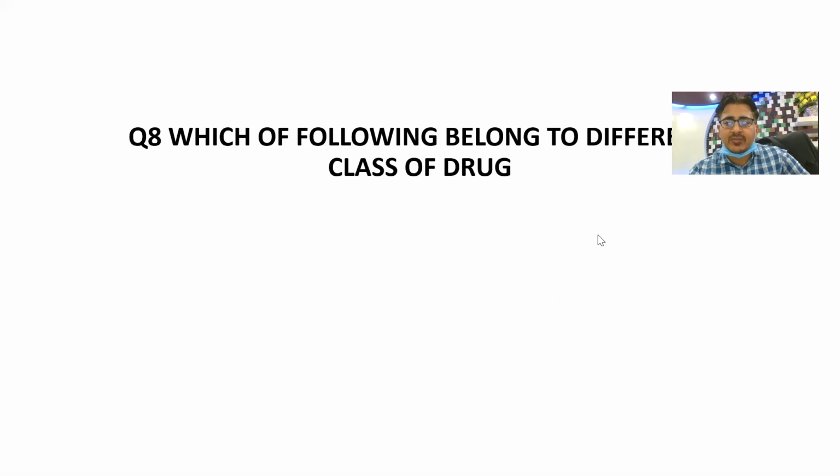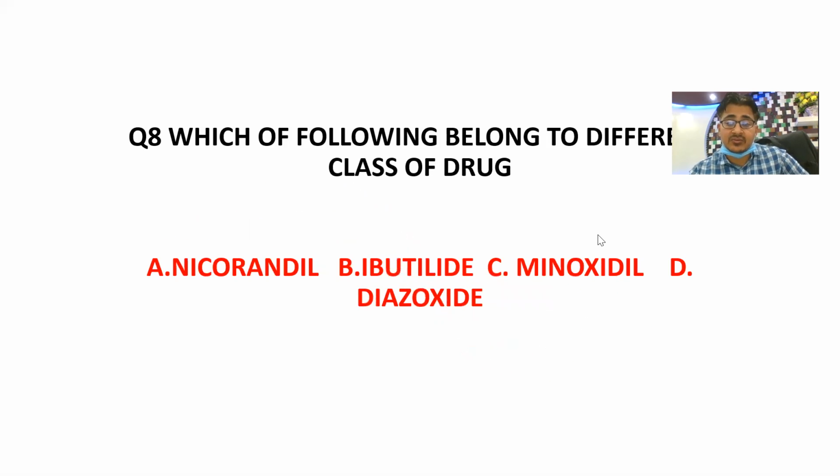Which of the following drugs belongs to a different class of drug? Now again the tricky questions. You have to know what is the mechanism of action of these drugs. First is nicorandil, second is ibutilide, third is minoxidil, fourth is diazepam. So these are the drugs. Three belong to one class, other belongs to a different class. You have to answer in that way.